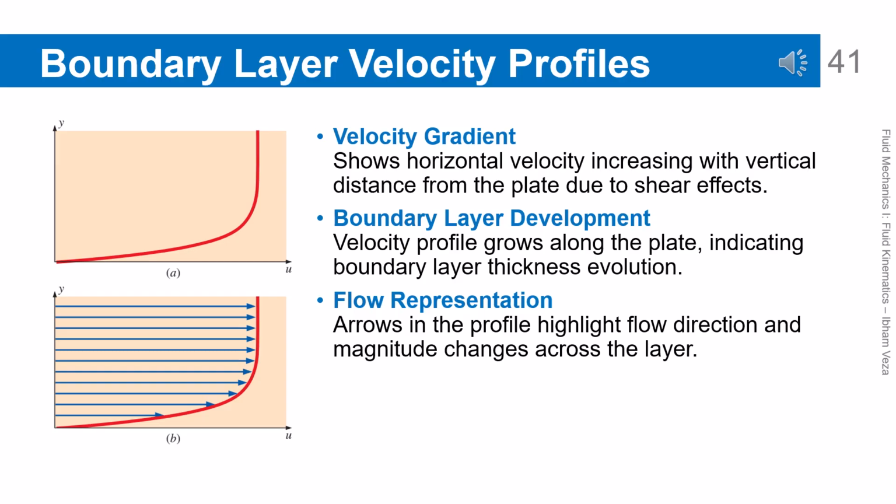Boundary layer velocity profiles. The velocity profile shows that the fluid velocity is 0 at the wall and increases away from the surface. The shape of this profile changes along the flow direction as the boundary layer grows thicker. The velocity gradient near the wall indicates the presence of shear stress. This representation is very important for understanding friction and energy losses. The velocity profile is one of the most important kinematic descriptions in fluid mechanics.